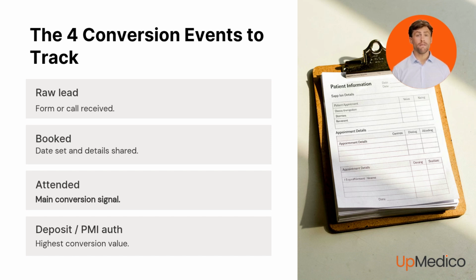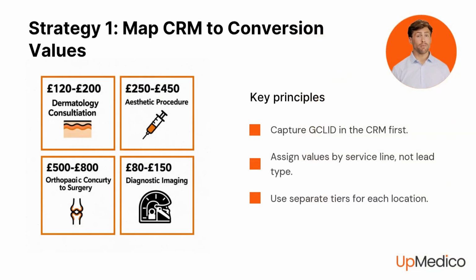Merging all of these into one generic conversion event is one of the most expensive mistakes in clinic Google Ads management. The first strategy is mapping your CRM stages to Google Ads conversion events. Before you configure anything in the platform, your CRM needs to capture and store the GCLID against every patient record. From there, you assign a conversion value to each service line based on its average commercial value.